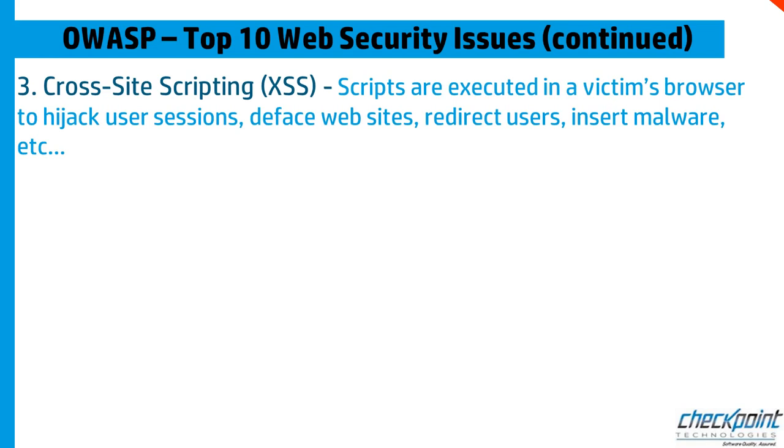Cross-site scripting basically happens when, for example, an application takes untrusted data and sends it to a web browser without proper validation. So that cross-site scripting really allows attackers to execute a script in your browser and hijack a user session.